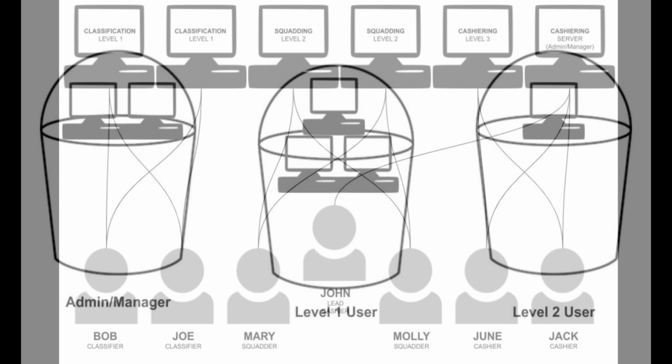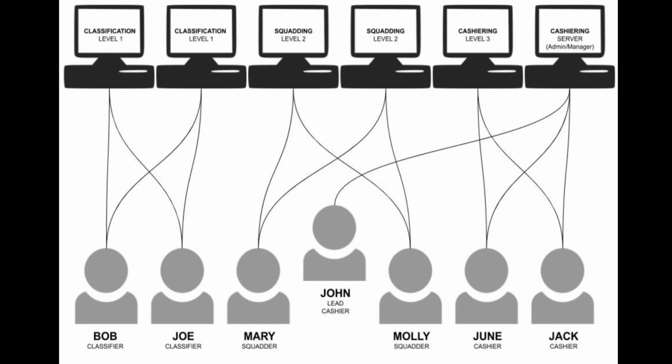Now, what this means is that each one of these computers has a certain role. So for example, let's say that level 1 means classification. So you have two computers that have permissions for classification, and you have two people who are classifiers, so they only work on those two machines. Same thing for your squadders, your cashiers, and then finally you have one computer that is an admin on the network, which gives you full control over what is going on through the 3S system. So the admin computer then has access to absolutely every permission that there is.